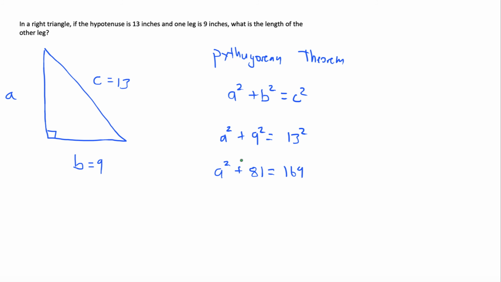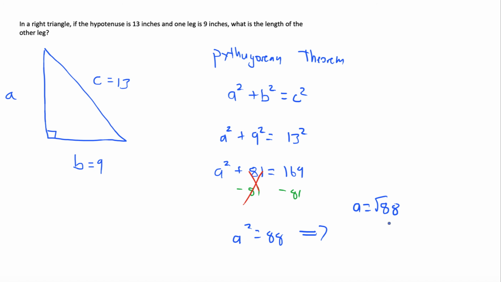So here, let's go ahead and subtract the 81 from both sides. That cancels out the 81, so we get a squared is equal to 88. Okay, now how are we going to solve this guy? In order to solve this, we need to take the square root of both sides. Okay, so a is going to equal the square root of 88.